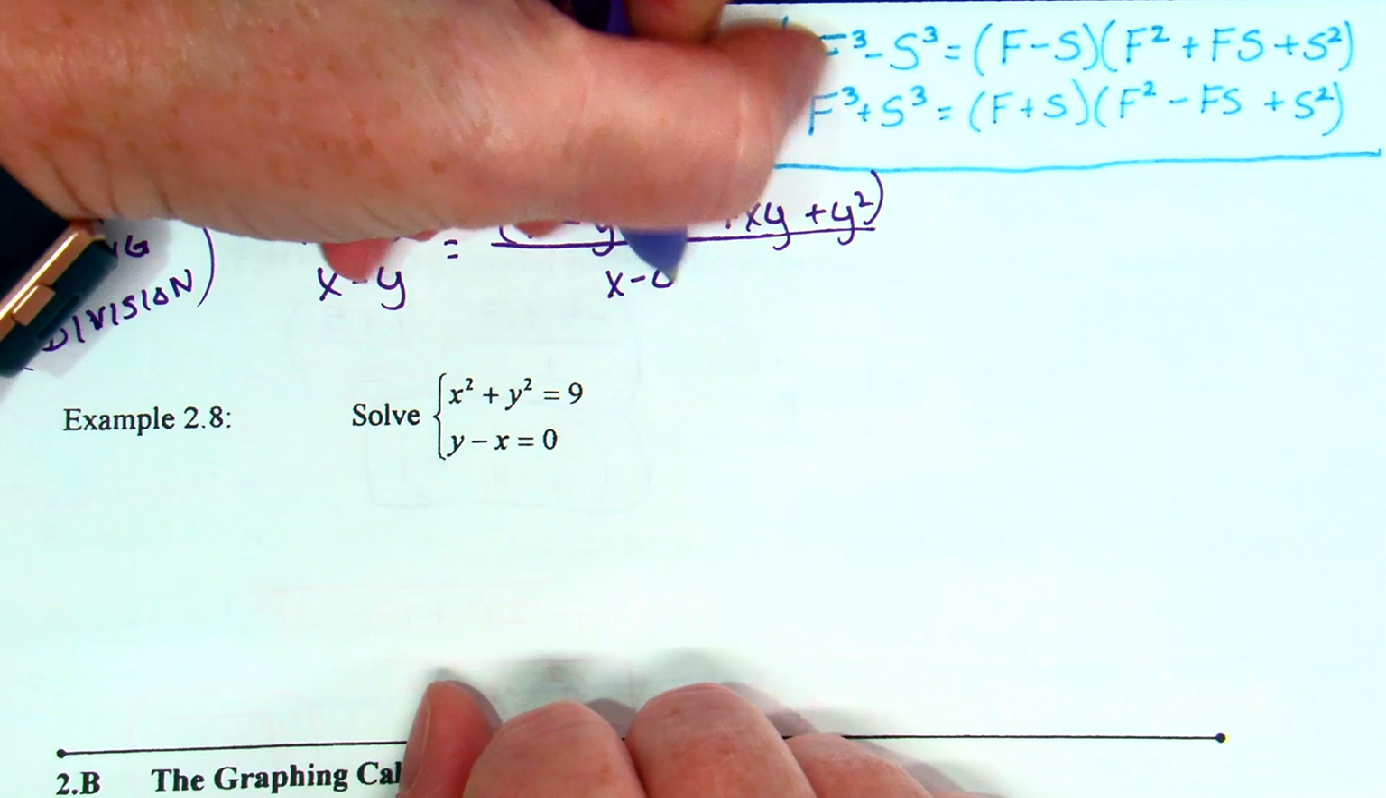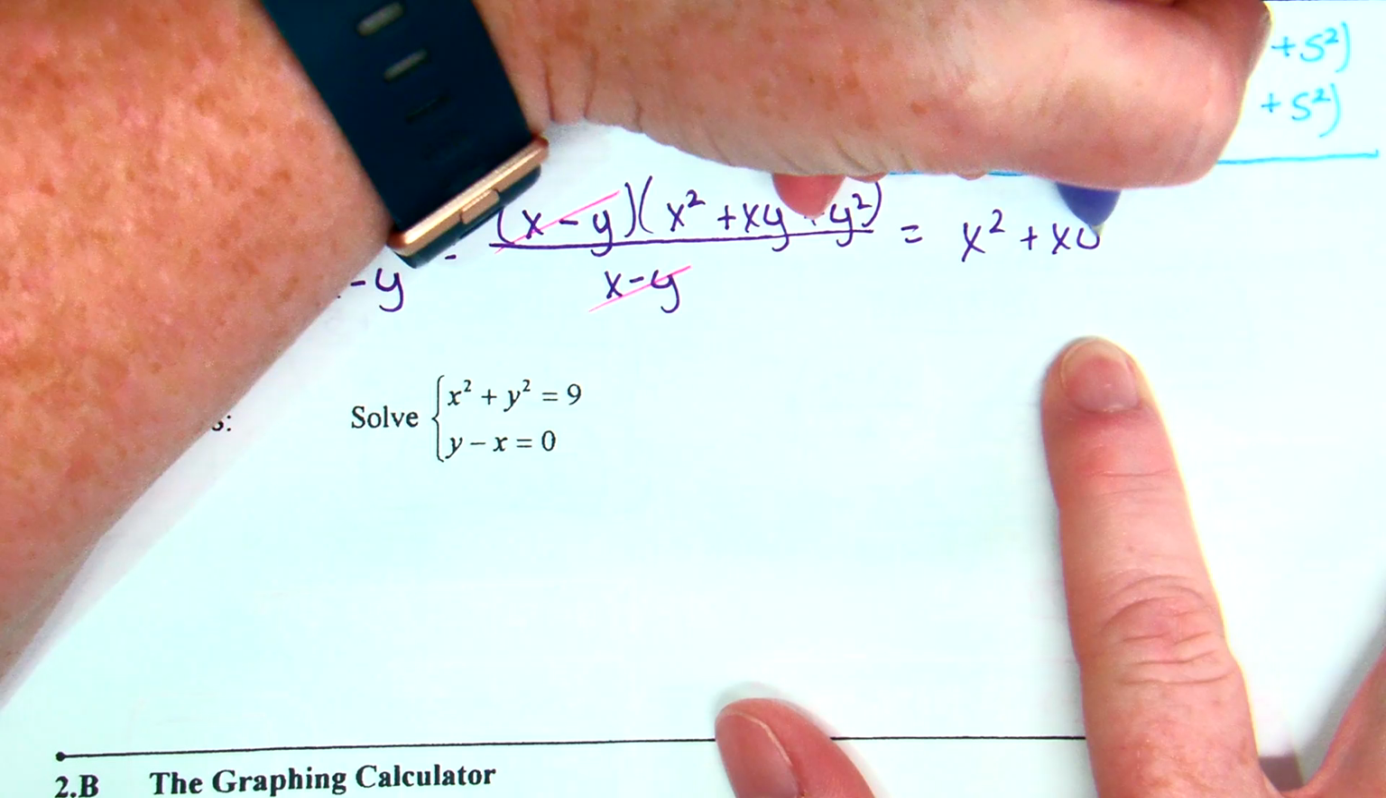And the whole point of that is x minus y can cancel, and you're left with x squared plus xy plus y squared.